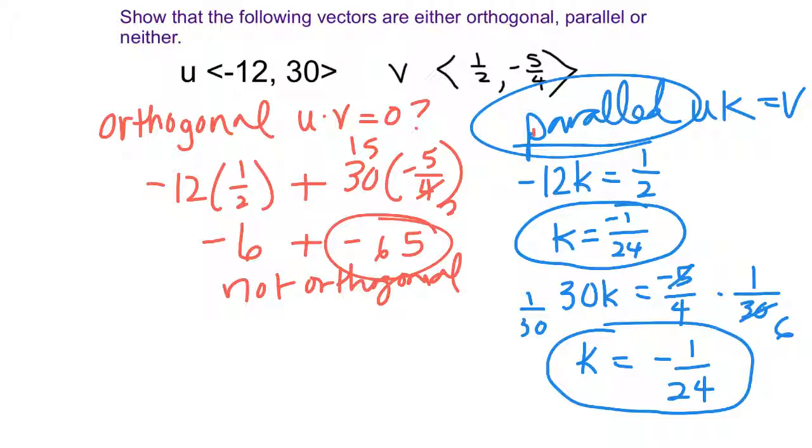So what happens if the k's are wrong, or they're not the same? Well, then it's just neither. It's not orthogonal, it's not parallel, therefore it has to be neither. And that's how that works.